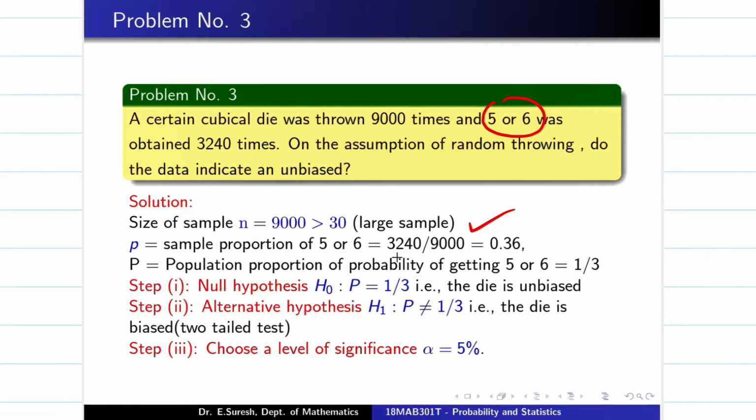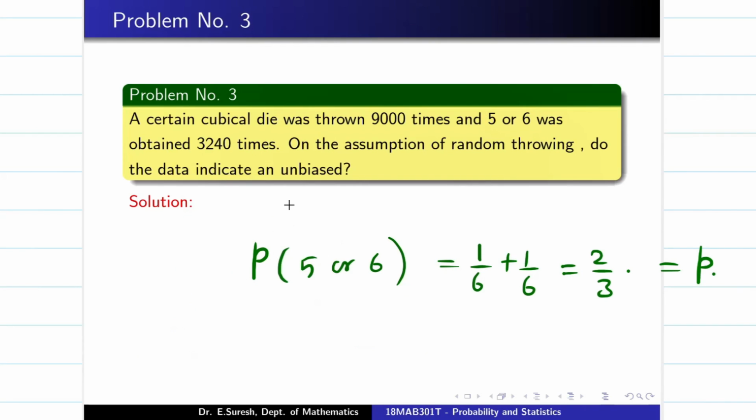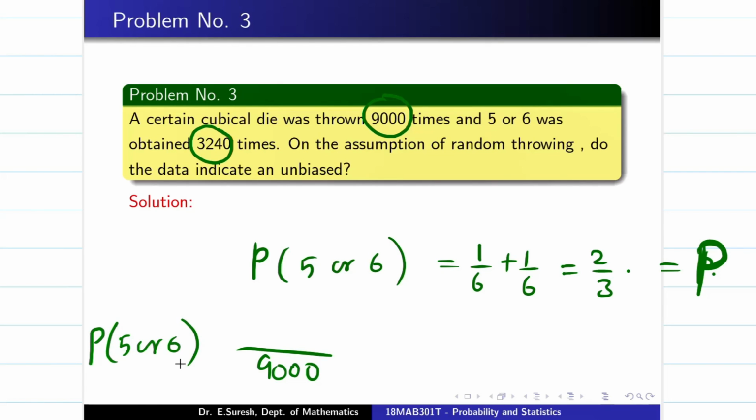So now you see, this is going to be my capital P. Okay, this is universal, the probability of getting 5 or 6. See the question, out of 900 times, I am getting 5 or 6 with 3,240 times. So this is going to be my small p.